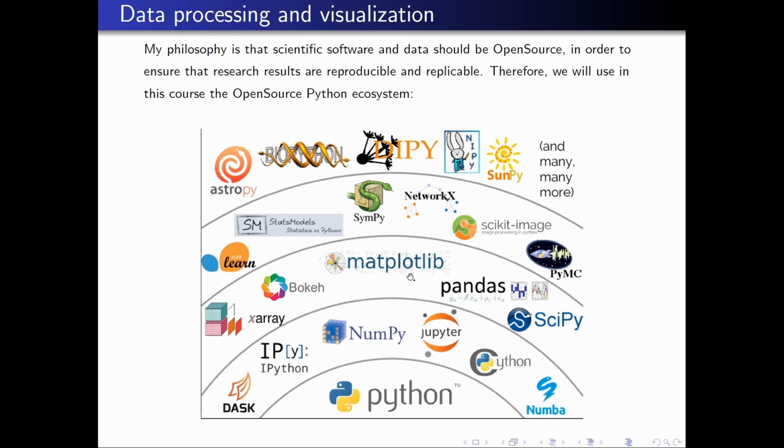Now, a few slides ago, I mentioned that my philosophy is that scientific software and data should be open source in order to ensure that research results are reproducible and replicable. And therefore, we will not only use our open source waveform inversion codes, but also use Python as an open source ecosystem for the data preprocessing and visualization. My data preprocessing code is basically programmed in Python, and we will also use this for visualization of the final subsurface model that we estimated by waveform inversion.